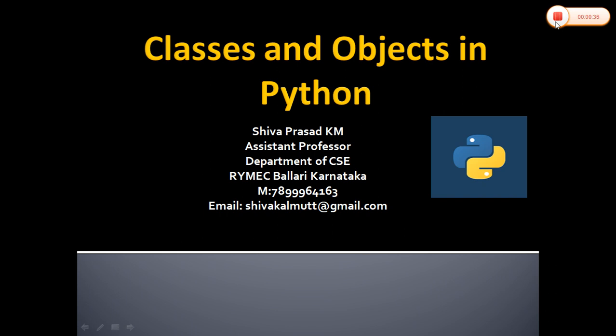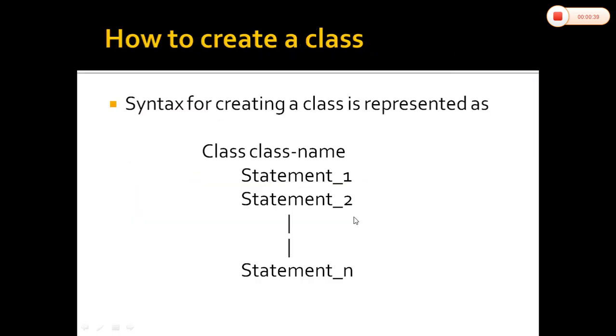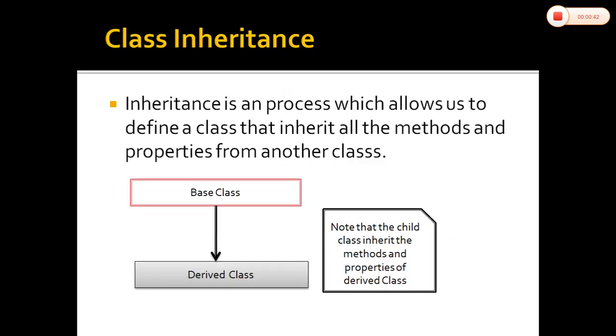What is class inheritance here? What is inheritance? From an inheritance point of view, inheritance is nothing but we are going to access the values or methods from the base class into the derived class. Base class is nothing but a parent class. In order to access any methods or properties from the base class, we will be using the inheritance process.